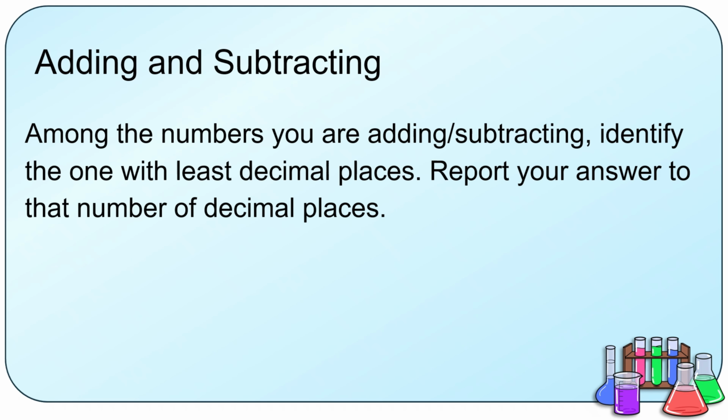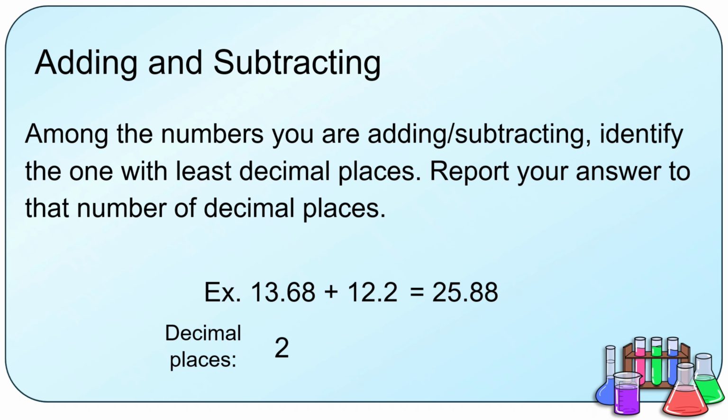The rule here is, among the numbers you are adding or subtracting, identify the one with the least decimal places. Report your answer to that number of decimal places. Here's an example, 13.68 plus 12.2, which equals 25.88. Now, how do we round our answer? 13.68 has 2 decimal places and 12.2 has 1. 12.2 has fewer decimal places, so I also want my answer to have just 1 decimal place. I'll round my answer to 25.9.